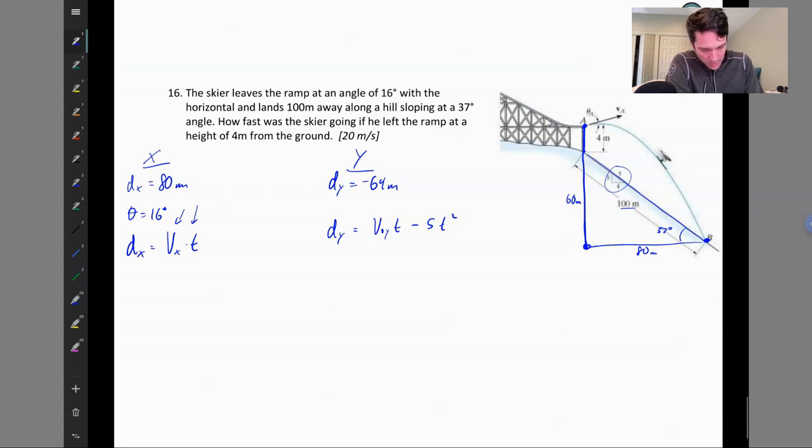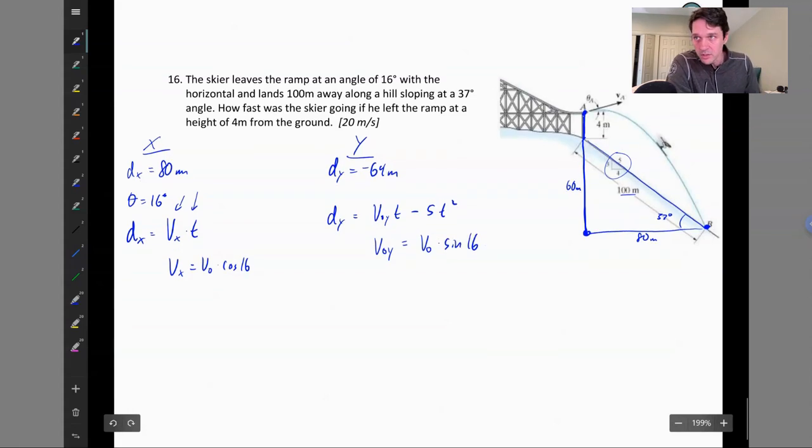In the x direction, my velocity in the x direction is going to be the original velocity times the cosine of 16. All right, so at least I know an angle. I've got something. And my original y velocity is going to be the original velocity times the sine of 16. So I've got a couple expressions that I can work with. That tells me that my velocity in the x direction is going to be 0.96 times the original velocity, and the original velocity in the y direction is going to be 0.275 times the original velocity.